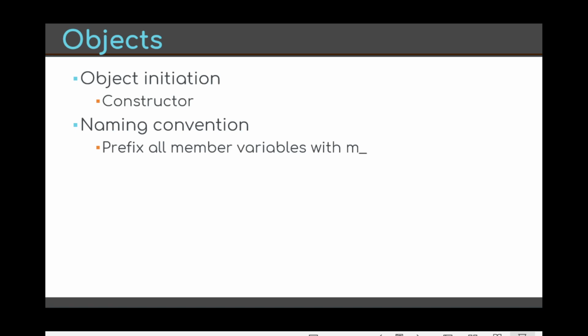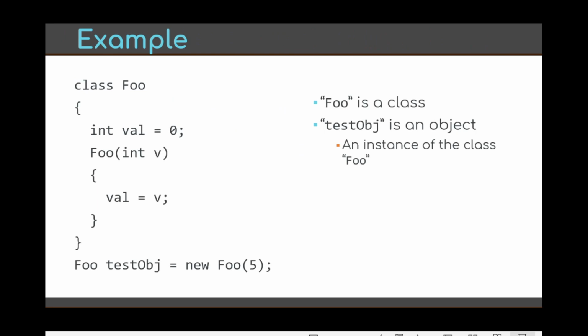So object instantiation, that's a constructor, like we talked about, the capital F foo function inside the class definition of foo. You may want to follow this naming convention. This is kind of handy, so you can tell when you're dealing with a member variable or some other variable you define elsewhere, like a global or a local variable or an argument in a function. So you can prefix all of your member variables with m underscore. In this case, we would have int m underscore val. And so whenever we want to use that value, you have a bit of recognition in its name of what it is, that it is a member variable.